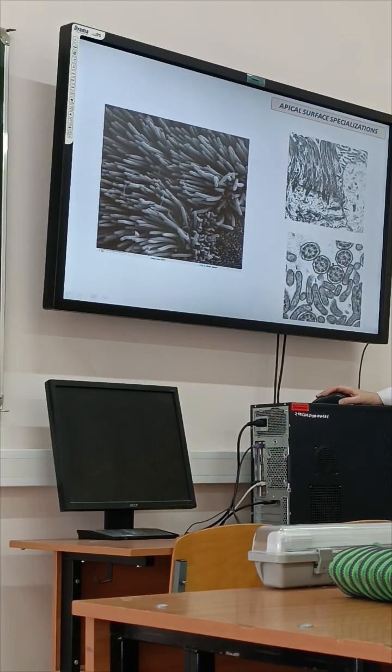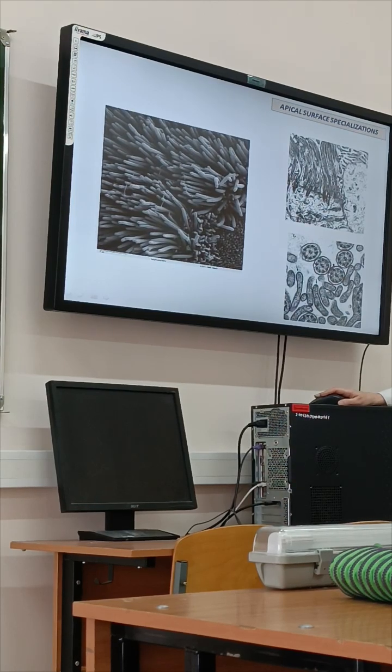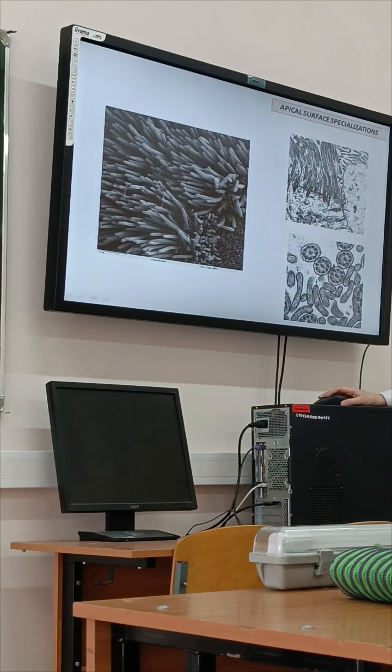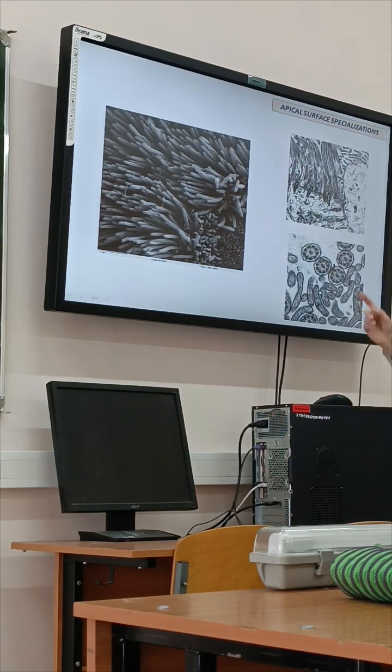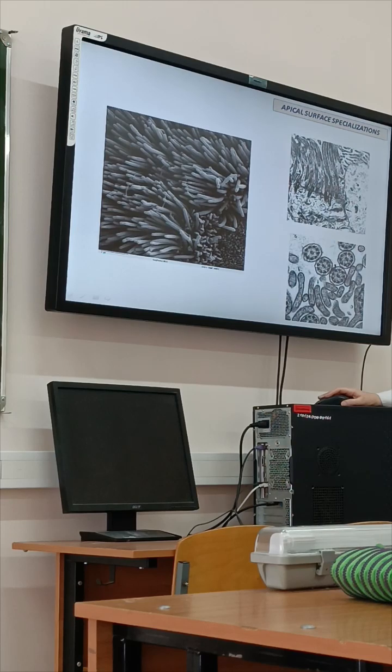These are scanning electron micrographs of cilia and microvilli. Longitudinal sections through the cilia, microvilli, cilia, microvilli. You can identify microtubules here, so it can be 7 microtubules. So it's yes, cilia. If we can't see them, we can see only gray material.